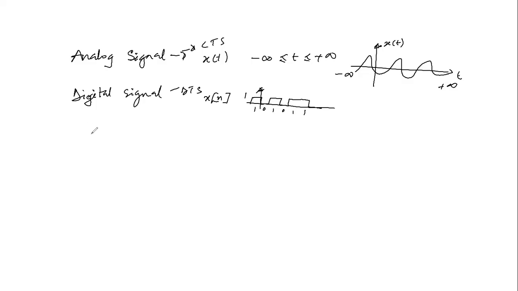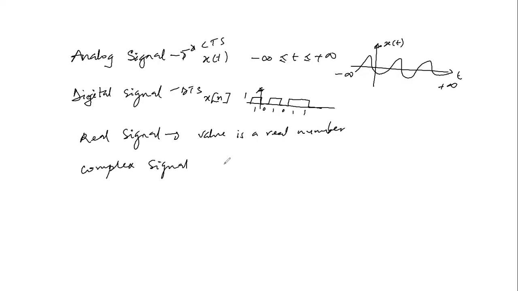Then we also have the real signal. Now, a real signal is a signal whose value is a real number. So the value here is a real number. While a complex signal is a signal whose value is a complex number.